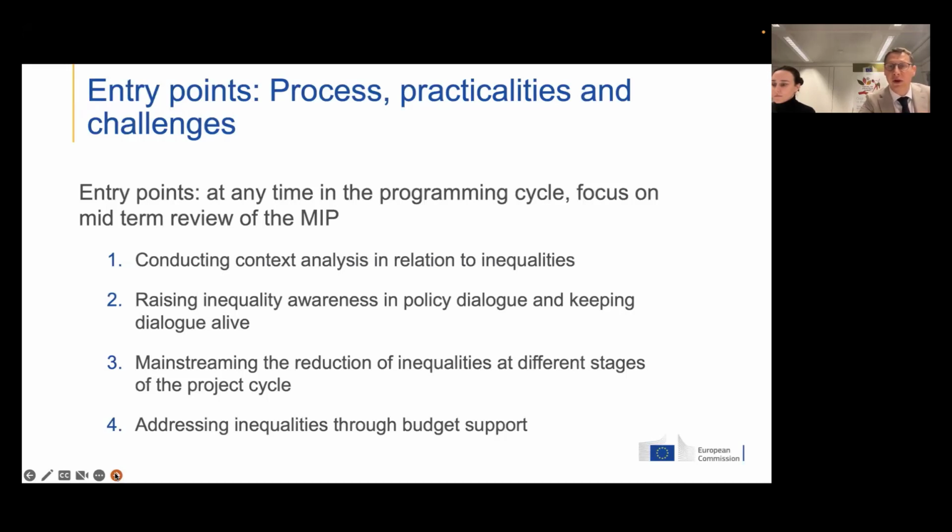Mainstreaming the reduction of inequalities at different stages of the project cycle, and how to do so, how to use our tools to bring in indicators to have this focus, and addressing inequalities through budget support. That is indeed an instrument that offers us a very strong dialogue, technical, and budgetary platform, obviously, policy platform, to integrate the reduction of inequalities, either through taxation, through dealing with tax expenditures, or through public spending. We'll come back to that as well. So now on each of these entry points.